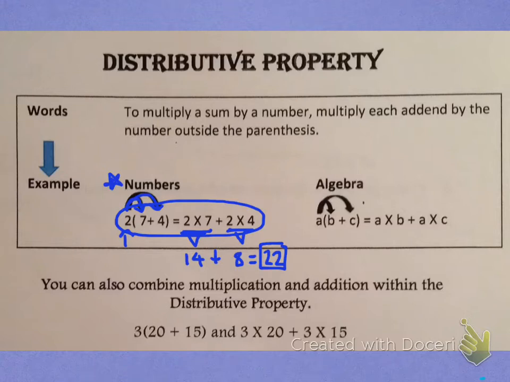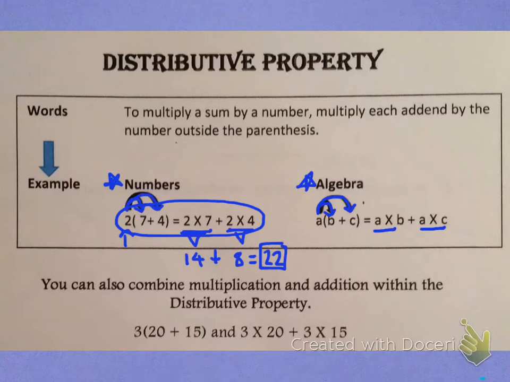The one we're most going to use is the distributive property using algebra, because we are in our algebra unit. So if we have an A, a B, and a C, our A, that number on the outside of the parentheses, we would multiply by the first number, then multiply by the second number. So we would have A times B, and then we would add it to A times C.